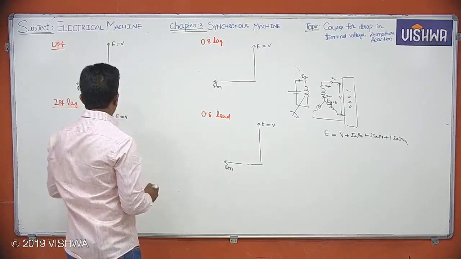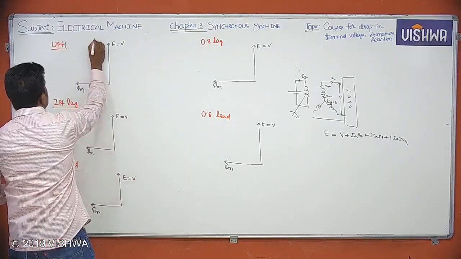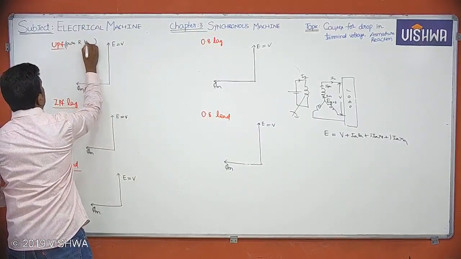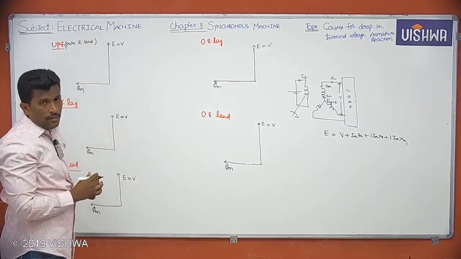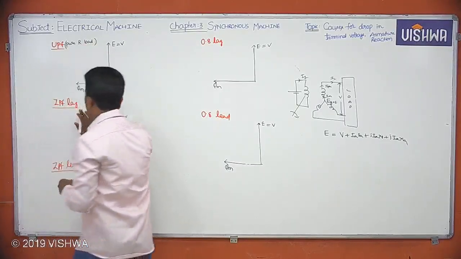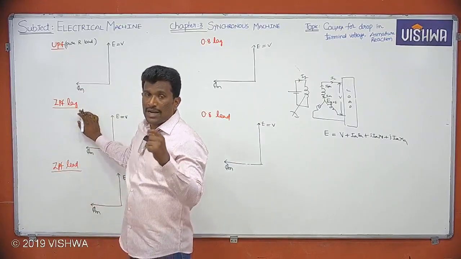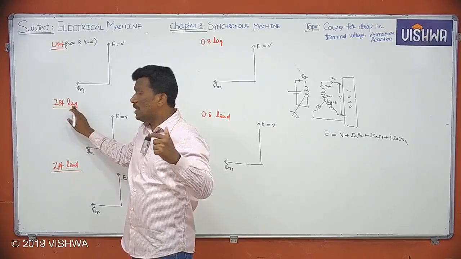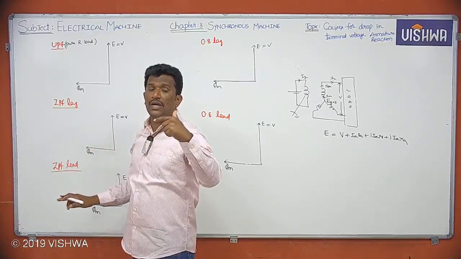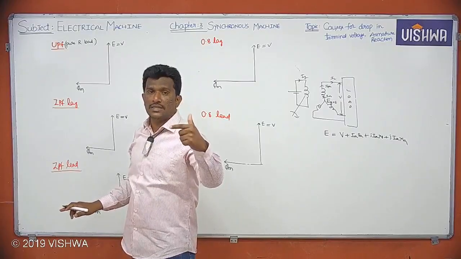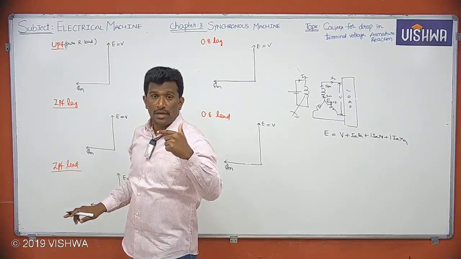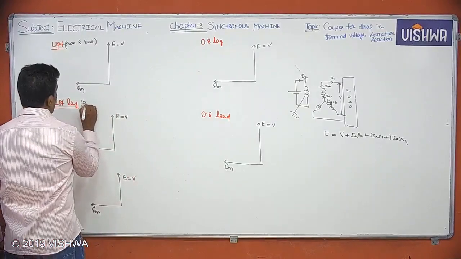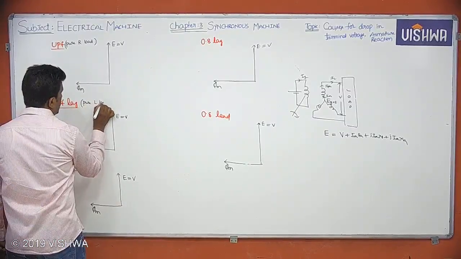Next, suppose UPF load. UPF means it's a pure resistive load. I can call it as pure R load. What about this ZPF lag? ZPF lag means zero power factor, cos phi equals 0. Phi means 90 degrees. Here the word lag means the load current lags load voltage by 90 degrees. That means it's exactly a pure inductive load. So let me call it as pure L load, pure inductive load.